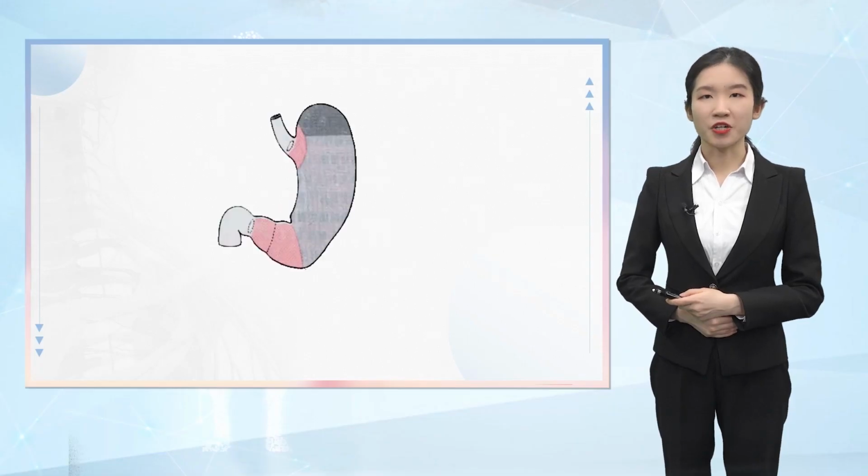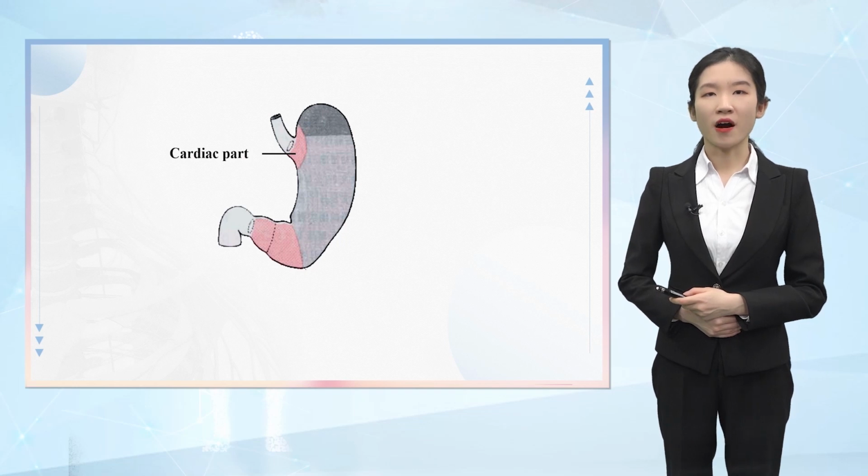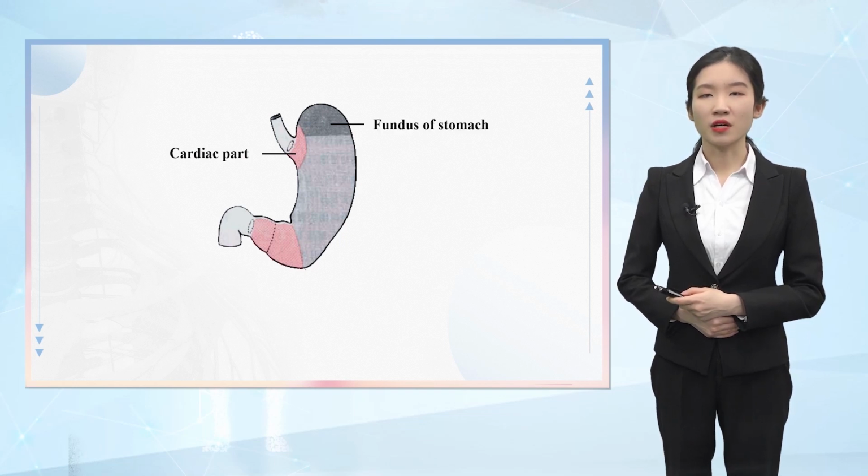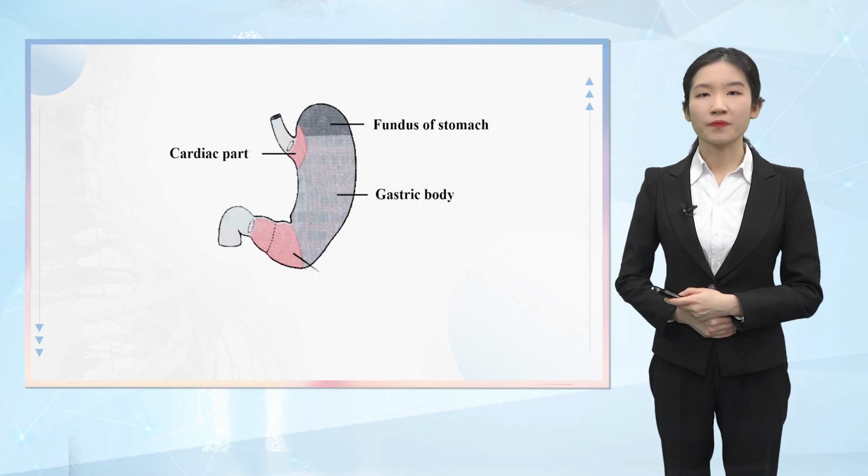Please look at this picture. We can see cardiac part, fundus of stomach, gastric body, pyloric antrum, pyloric canal, and pyloric part.